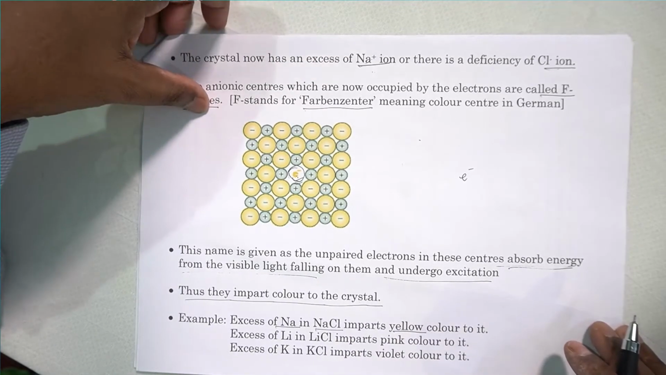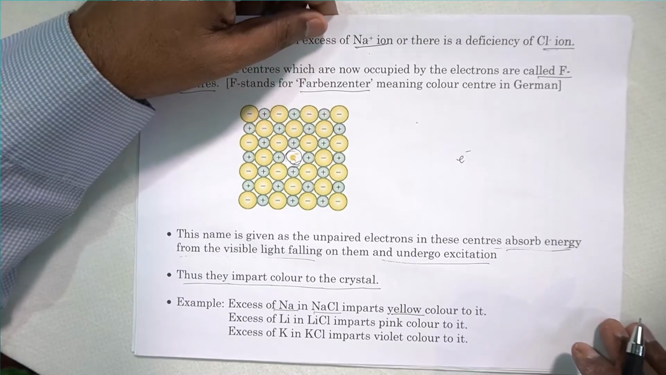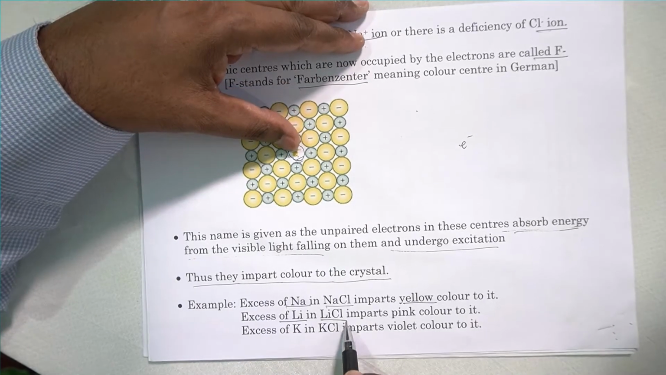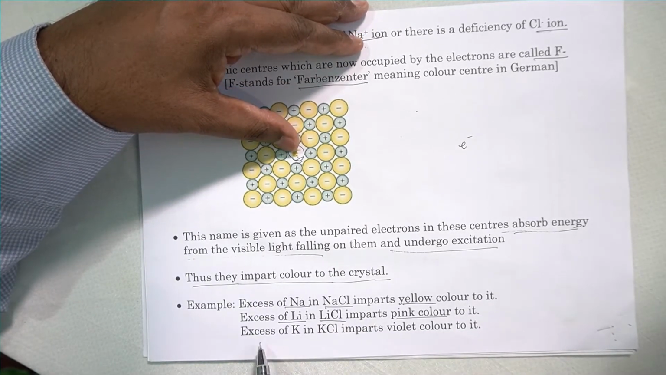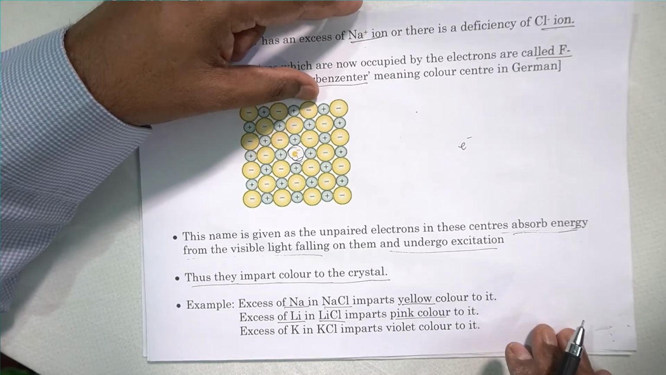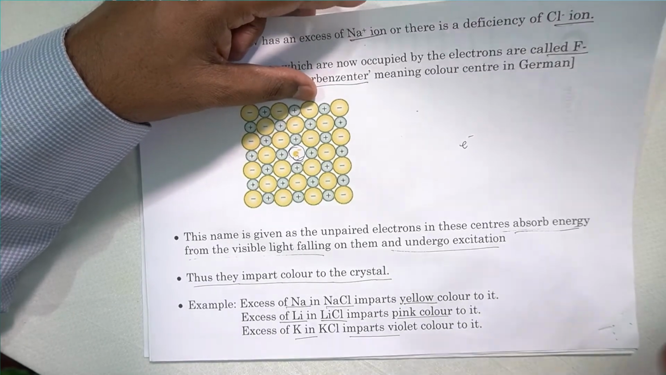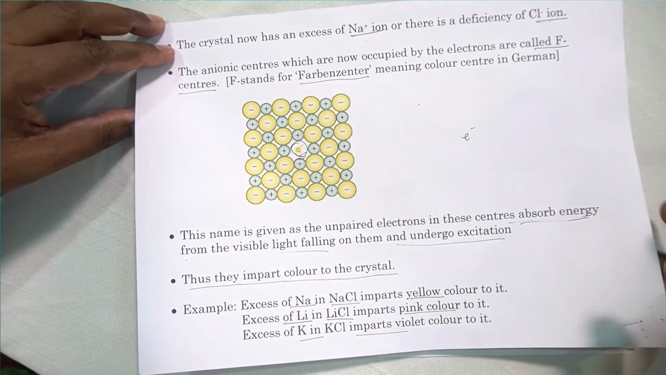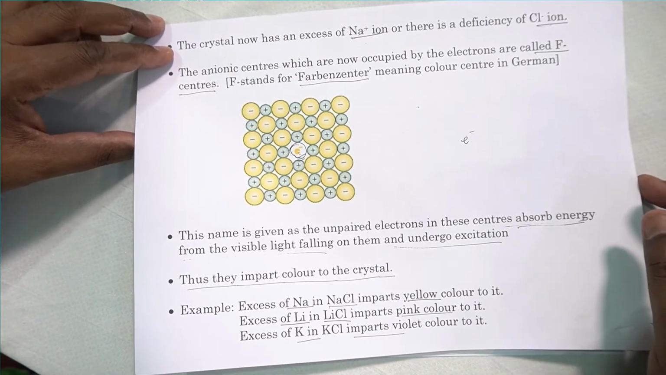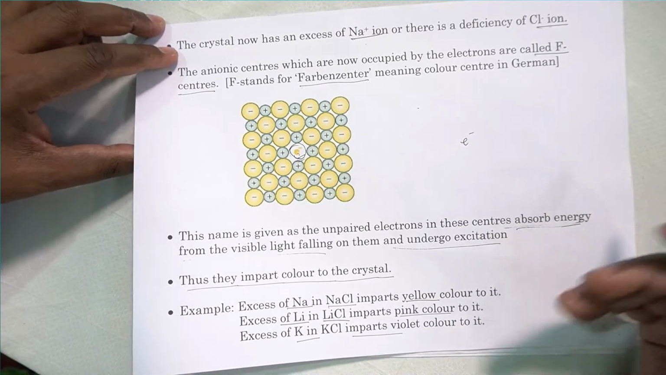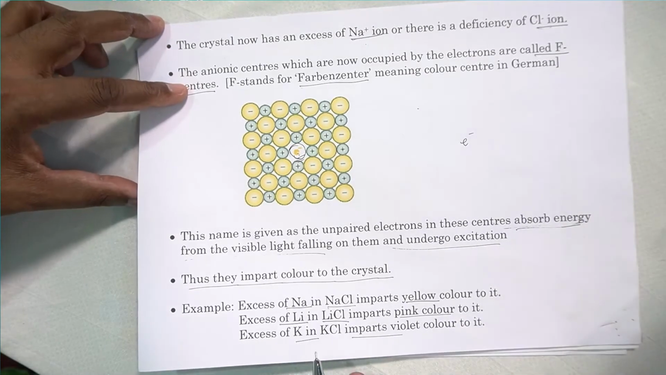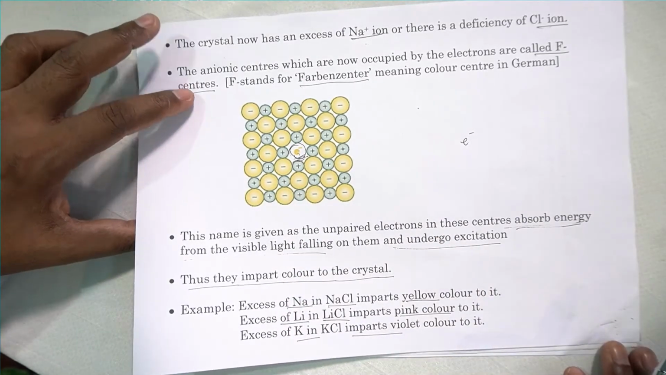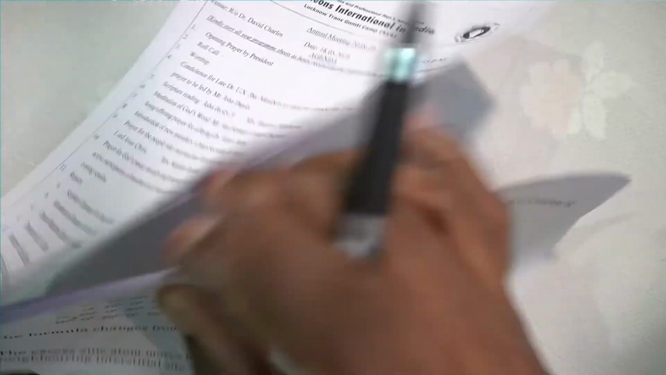So this is something to note. Yellow color comes when sodium is put in excess on sodium chloride, and when lithium is put on lithium chloride, it imparts pink color. Same way, when excess of potassium is put on KCl, it imparts a violet color. So this way, color centers give out color because they absorb energy and undergo excitation. Who is undergoing excitation? It is the electrons in the vacant centers which undergo excitation. So it is called F center.